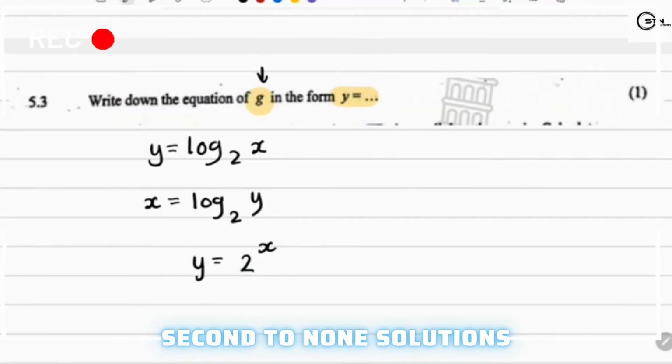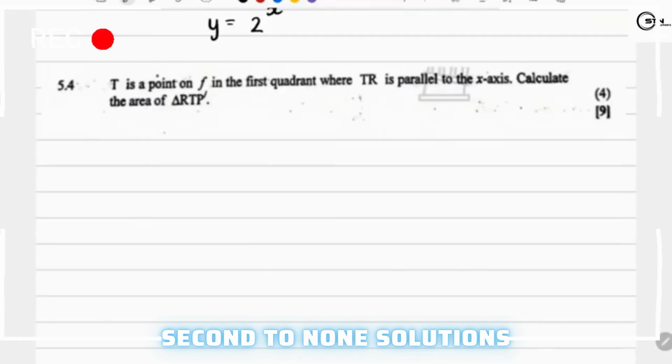Moving on to the next question. Then 5.4, we have T is a point on f in the first quadrant where TR is parallel to the x-axis. And we need to calculate the area of triangle RTP prime. That's specifically P prime. Let's get the graph down and see what they're talking about.